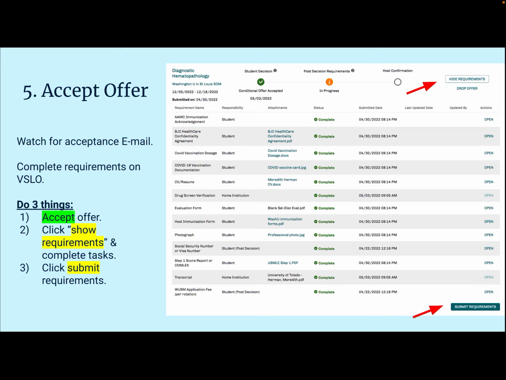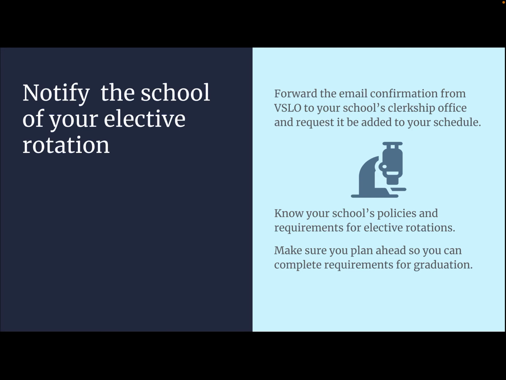And you may always confirm with the institution that they received everything properly and make sure your application went through. After that, you notify your school that you have an elective rotation so they can add it to your schedule and give you credit for it. You'll want to forward that to your school and make sure you know your school's policies and requirements, so you have no issue with getting approval on both ends.